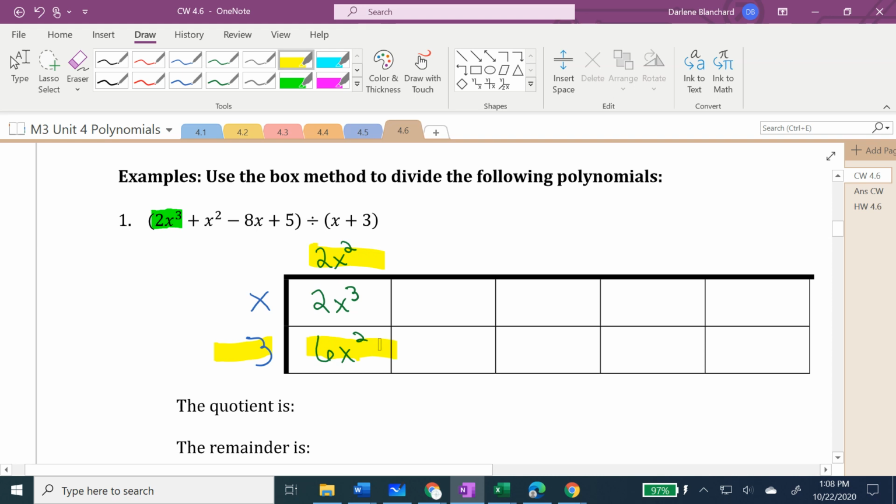Okay, I'm going to see if I can erase my highlights. Darn it. Okay, I'm going to have to rewrite it.